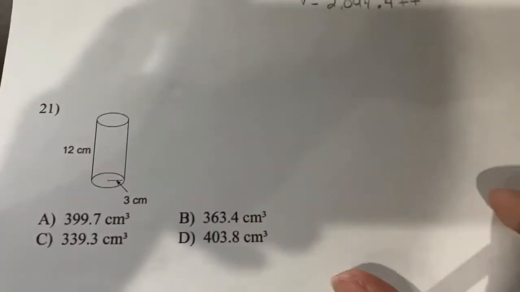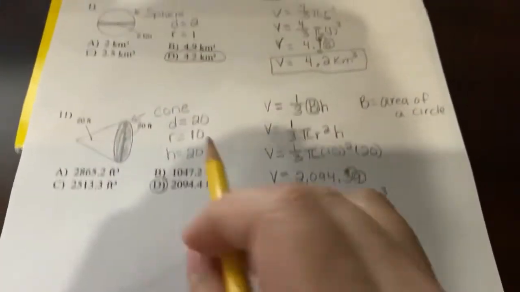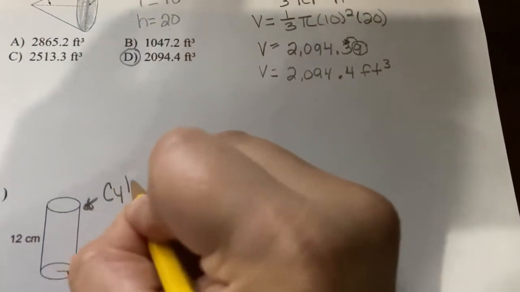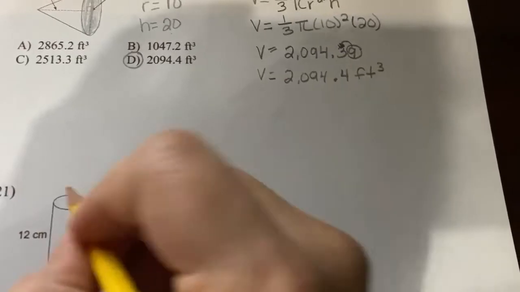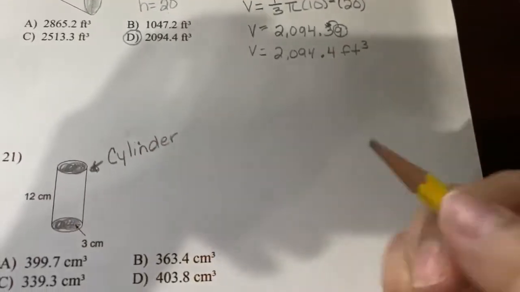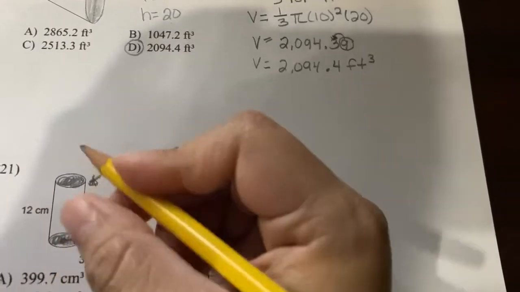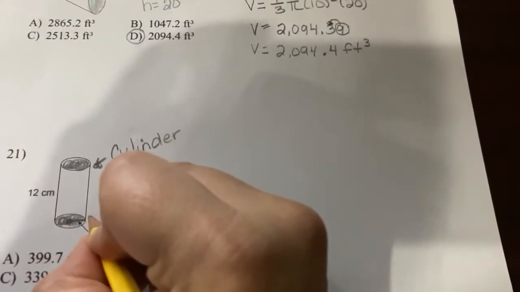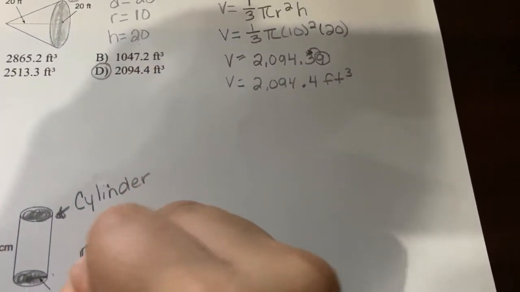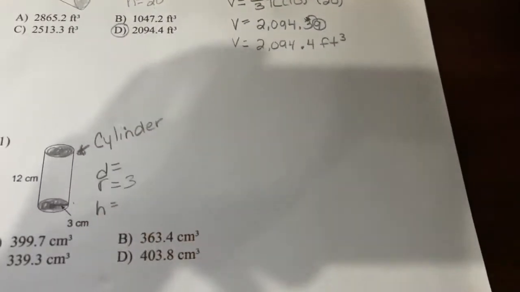The last problem is going to be found on question number 21. Again, we do the same thing we did with the sphere and the cone. We identify it. This is a cylinder. And how do I know it's a cylinder? Because it has 2 circular bases. And this time, if I notice here, the 3 is pointing from the center to the outside. It doesn't go straight across. And we know that when it is going from the center to the outside, that is the radius. But I still want to identify the diameter and the height.